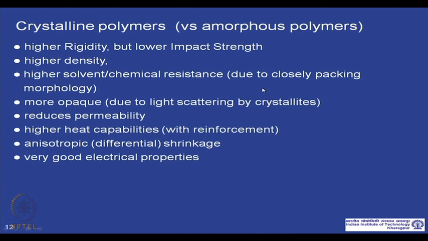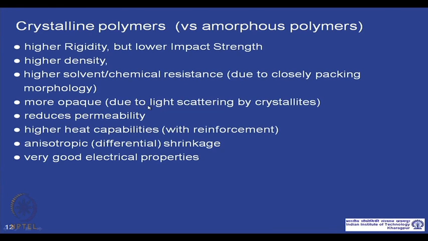Now, how are crystalline polymers different from amorphous polymers? As you can understand, semi-crystalline polymers will have crystalline regions of high stiffness, which basically gives you higher rigidity, but lower impact strength. Obviously, you can imagine from the structure that it will give higher density. Crystalline or semi-crystalline polymers will give you higher density compared to amorphous polymers. Because of the presence of crystalline regions, it gives higher solvent or chemical resistance.